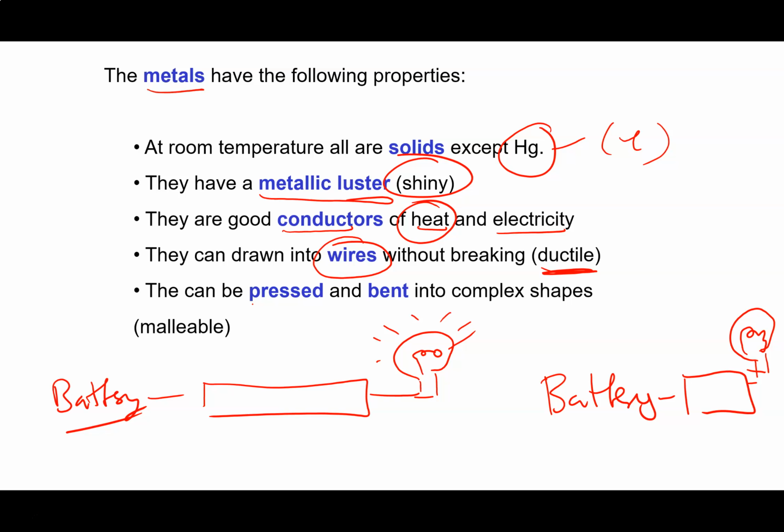The other thing about metals is that you can press them and you can bend them and you can make complex shapes out of them, and they won't snap. They're not brittle. Instead, what they are is malleable. So your bones are brittle, but metals are malleable. That means they can be bent and shaped into complex things without crumbling.